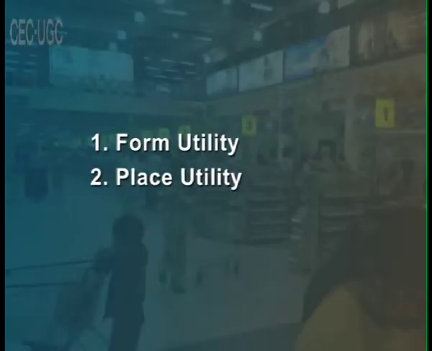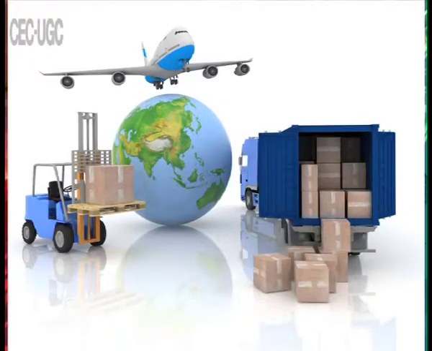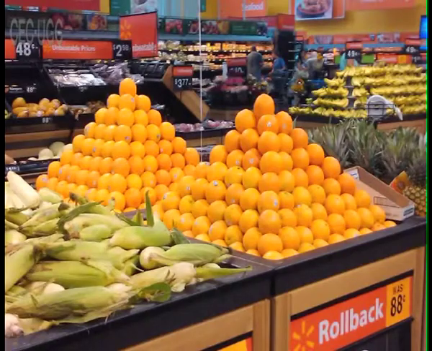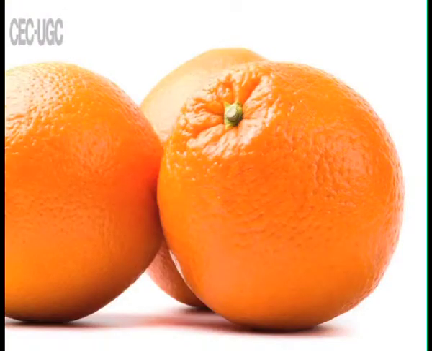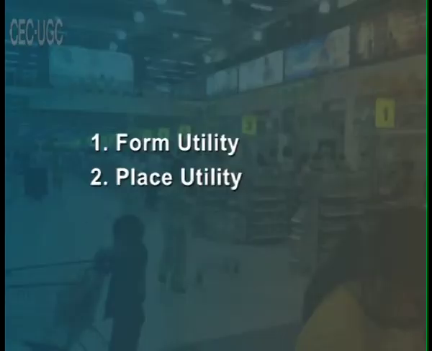Second, place utility. Place utility involves transporting products to locations where consumers can buy them. If you live in Hyderabad, you certainly would not want to go to Nagpur to buy oranges. With the modern transportation systems, you simply drive to the local grocery store and purchase the oranges that you would want. This is what is known as place utility.